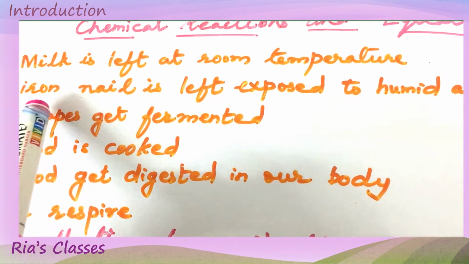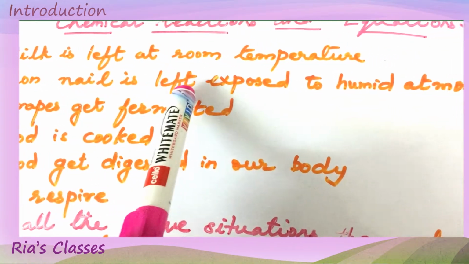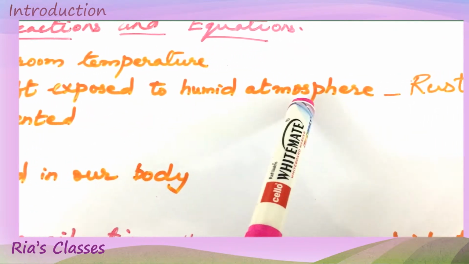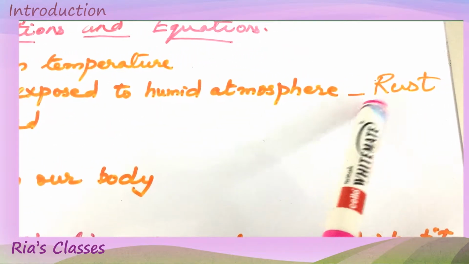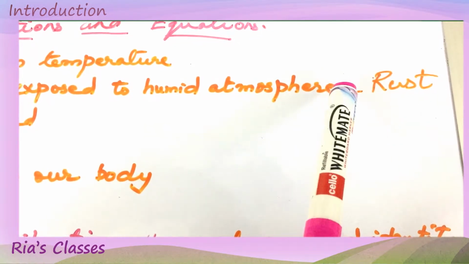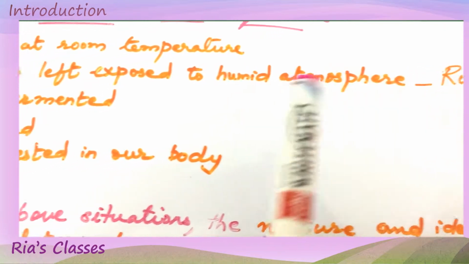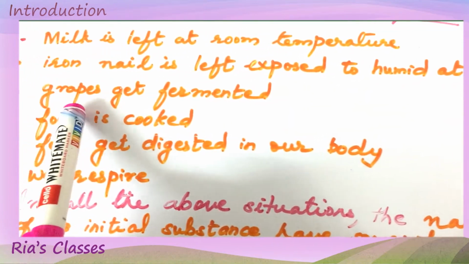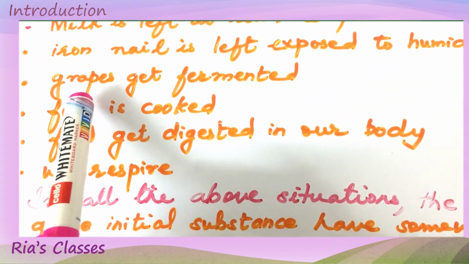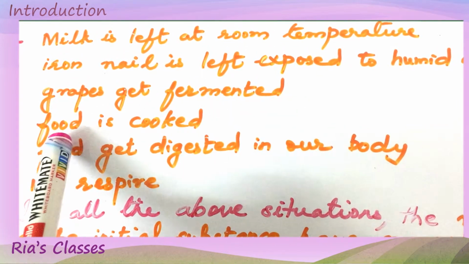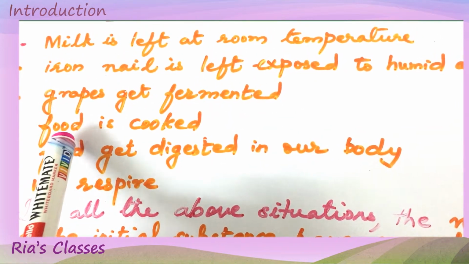In the same way, if you keep an iron nail outside, exposed to the humid atmosphere, a brown flaky substance known as rust is formed on the surface of the iron article. Here also certain changes have taken place. In the same way, what happens to fruit juice or grape juice when you keep it outside? It gets fermented.